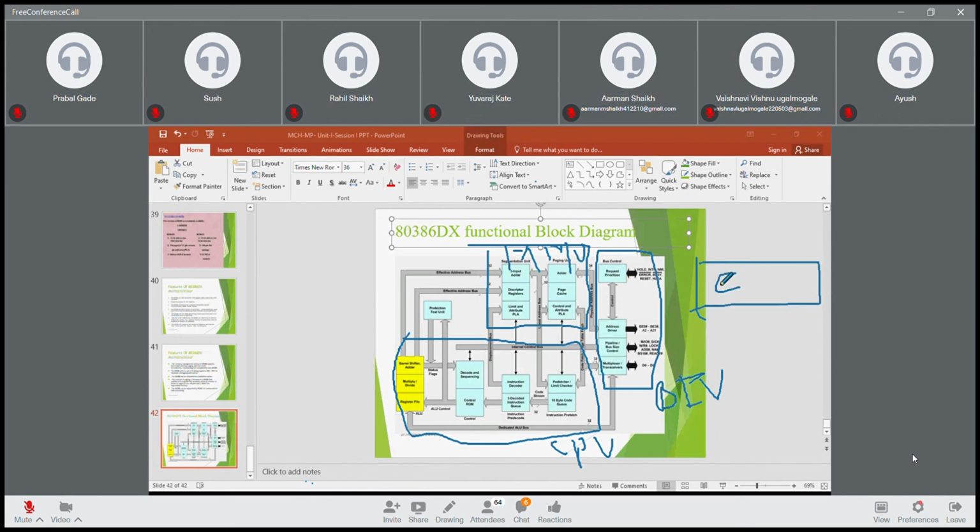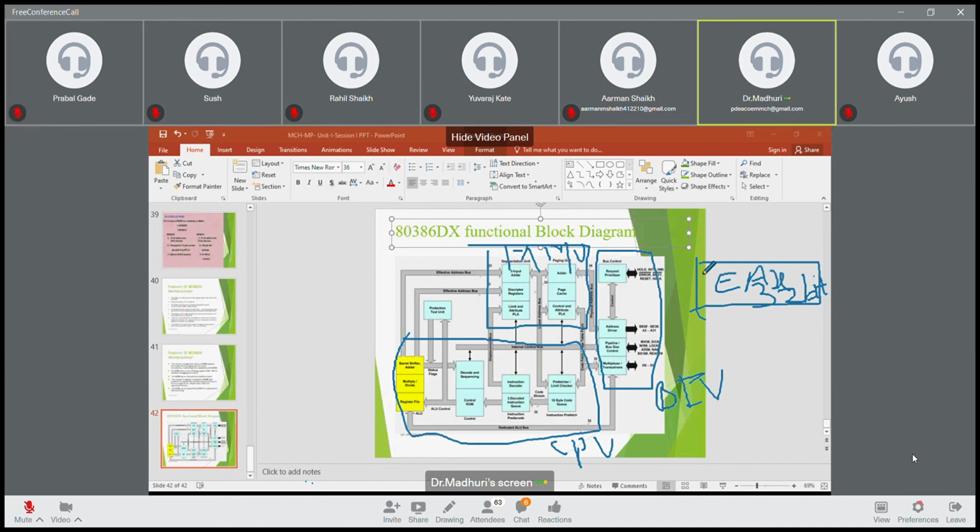Here is the EAX register. Now this is 32 bit. My screen is visible, guys? Whatever I am explaining, I am drawing with pen. Is that visible to everybody?